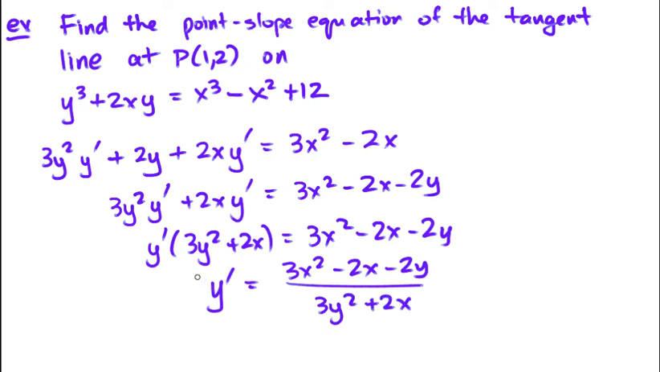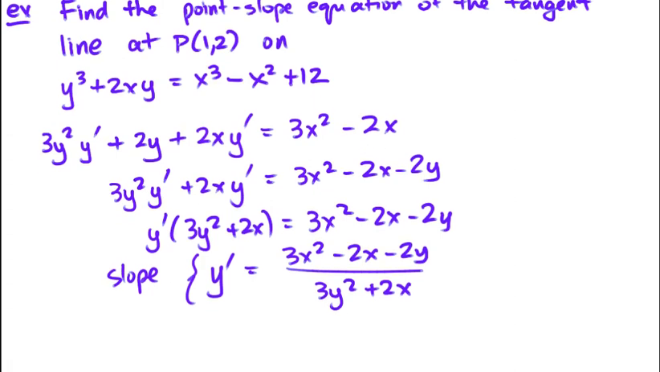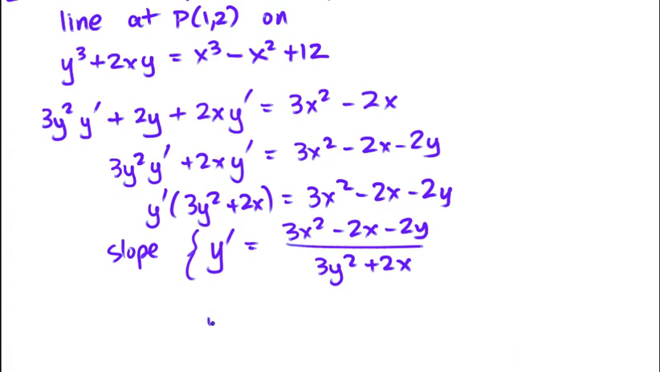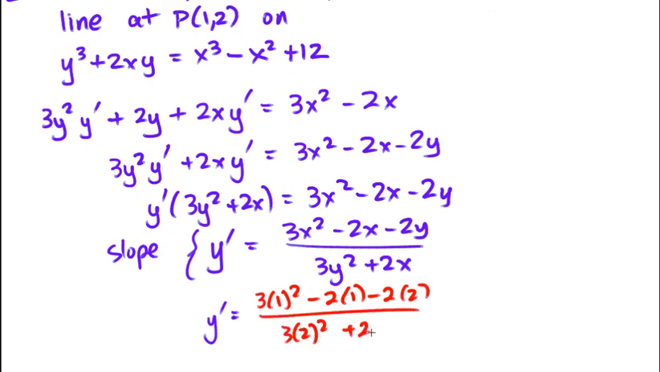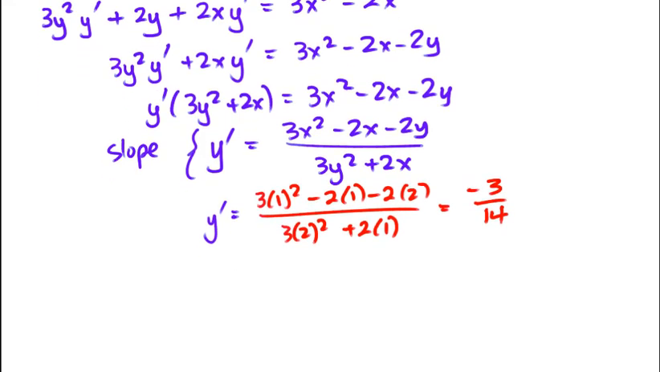Now that's the slope. If I want to know the slope at the point 1, 2, I need to substitute in the values for x is 1 and y is 2. So if I do that, I get 3 times 1 squared minus 2 times 1 minus 2 times 2, all divided by 3 times 2 squared plus 2 times 1. And calculating that, I get minus 3 over 14. So I can now use point slope to state my solution, which is y minus 2 is equal to the slope, times x minus 1.